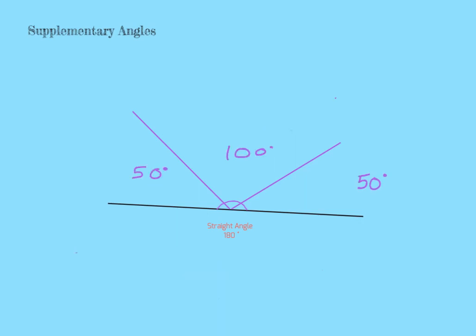And just like before with complementary, if they don't add to exactly what you're after, so in this case for supplementary, if they don't actually add to 180, then they're not supplementary angles. So this example that I've just drawn here, if I've got 50 plus 100 plus 50, that gives me 200 degrees. So this one here would not be supplementary because they don't add to a straight angle.